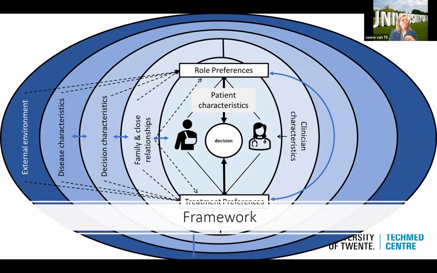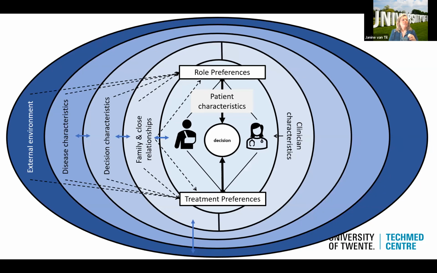So my final framework looks like this. The straight arrows here indicate that both patient and the clinicians have role preferences and treatment preferences. And both patient and clinicians' role preferences are influenced by patient characteristics, while clinician role preferences can also be influenced by clinician characteristics. The circles represent the different factors that influence the decision-making process, such as family and close relationship, decision characteristics, disease characteristics, and the external environment.